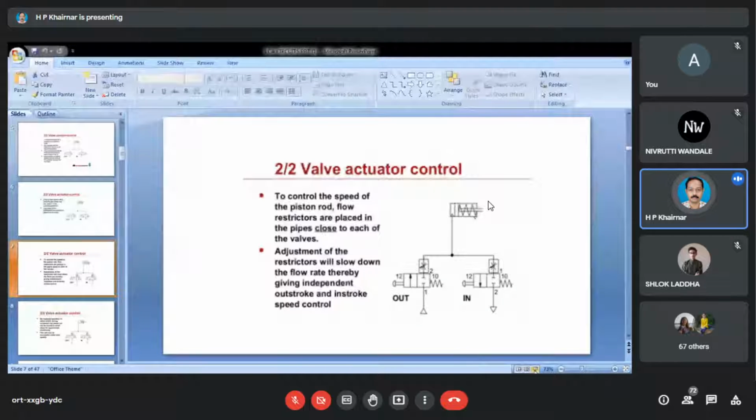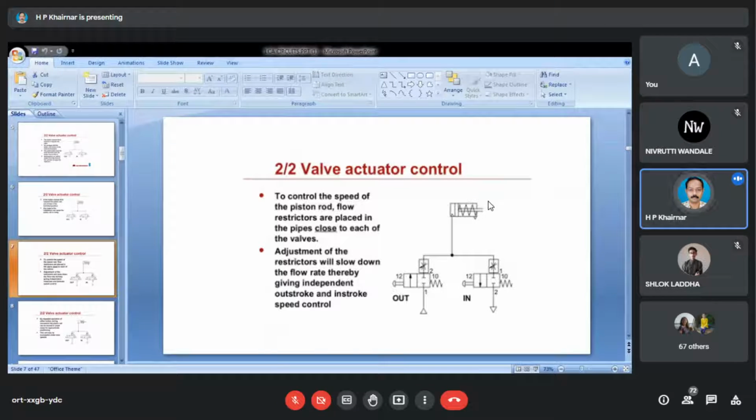So this is how small details are being worked out over there, and each detail I tried to put into separate slides so that you can clearly make out what difference of positions are there, switching position, port position, how it is changing all the time. And this is what I just told you, that you can add some of the valves to the existing valve. Now to control the speed of the piston rod, flow restrictors are placed in pipe close to the valves. And adjustment of restrictors will slow down the flow rate, thereby giving independent outstroke and in-stroke speed control.